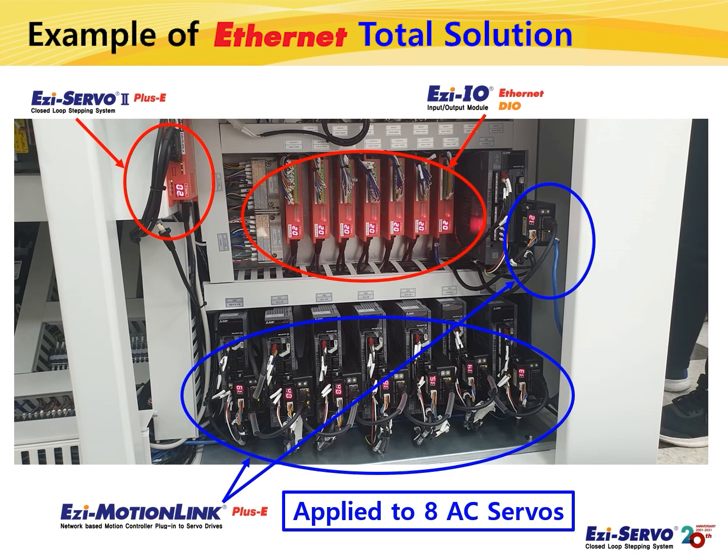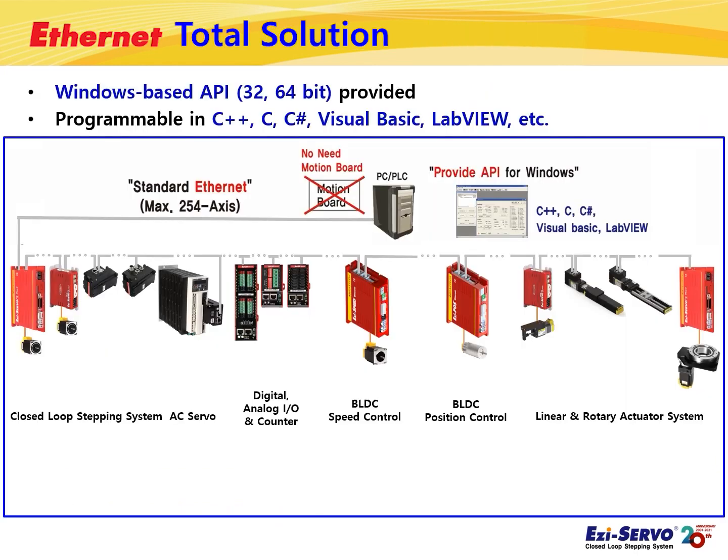In the case of a small machine like this, if you use Ezi-MOTIONLINK, you can control AC servo, stepping motor, and I/O module with FASTECH's API. You don't need a separate motion board for AC servo. Just control with one Ethernet network. Therefore, it is possible to save cost by removing the unnecessary motion board and reducing wiring. To summarize the product concept, it is as follows.